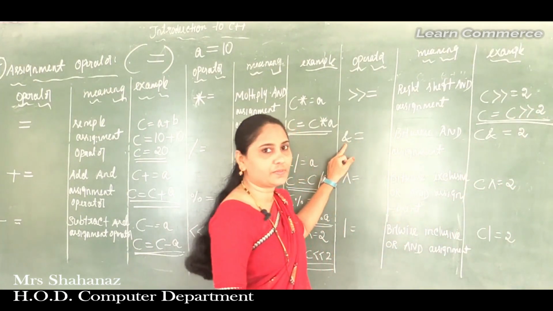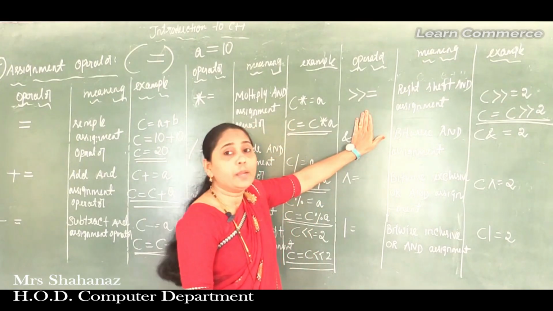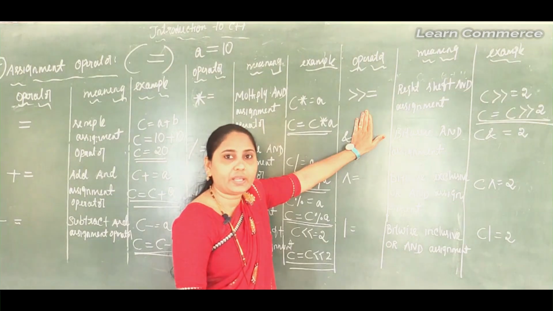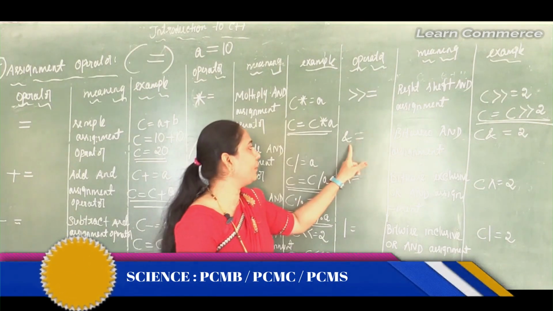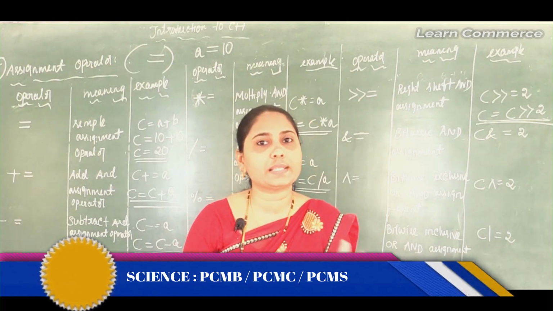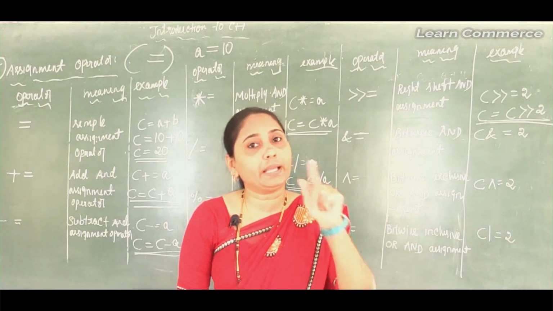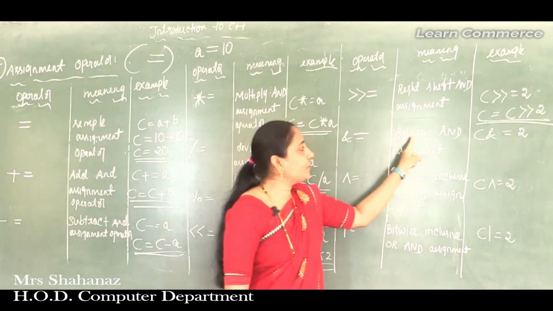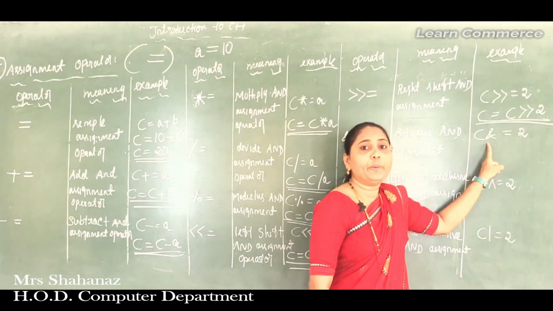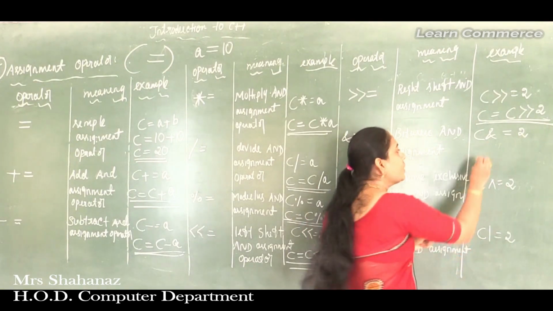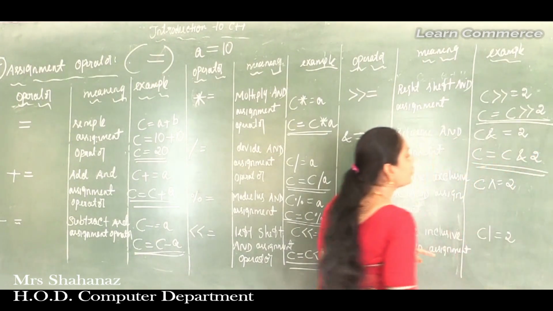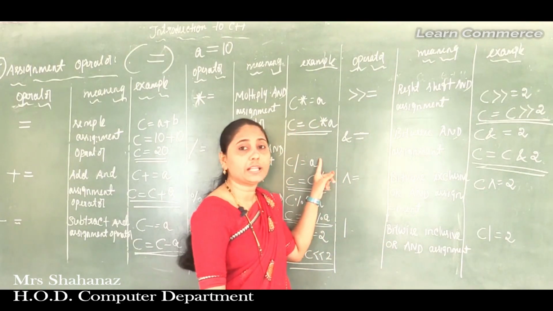And the next one, as we know, is the bitwise and operator, so we can say the bitwise and assignment operator. If you use just an ampersand, it is called bitwise and, but if you use ampersand equal, then it is called the bitwise and assignment operator. One example: C bitwise and equal 2, so C is equal to C bitwise and 2.